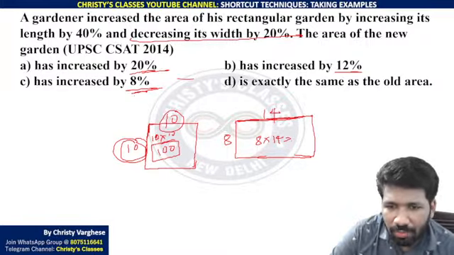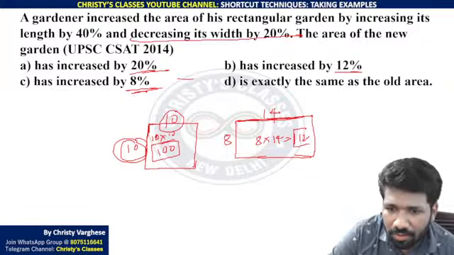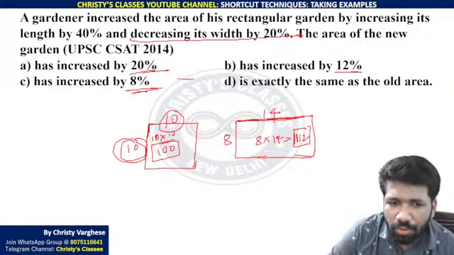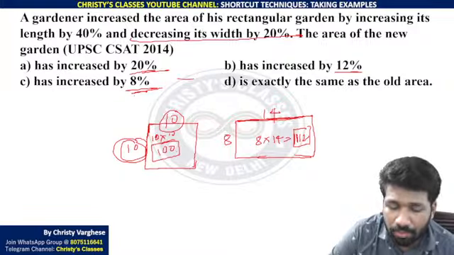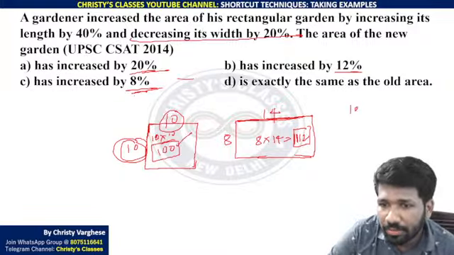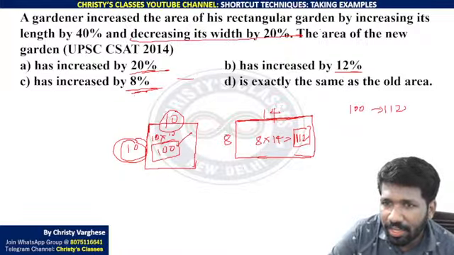140 minus 28, 112. Now you clearly understand what to compare. 100 was the initial area. 112 is the final area. How much increase or decrease? 12 increase compared to the initial value 100.